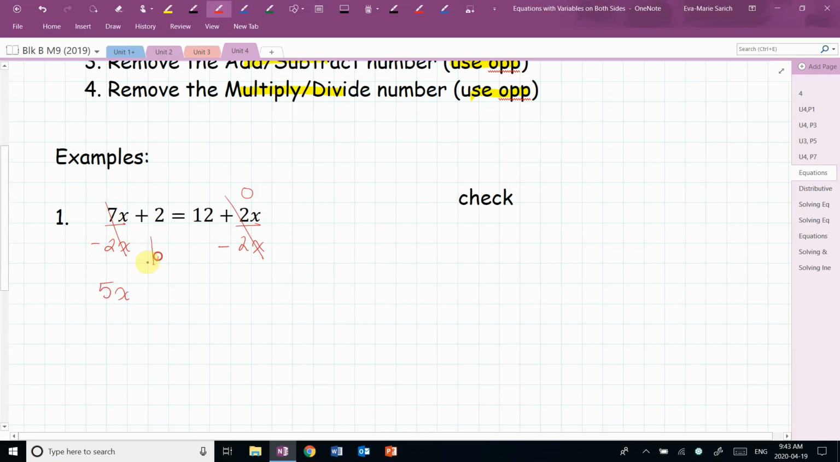Let's bring down what is left. So we have a plus 2 and we have an equals 12. Now we need to get rid of any add or subtract numbers. So because that's an add 2, we're going to subtract 2. Do the same thing to the other side. Add 2, subtract 2 becomes a 0. And we're left with 5x on the left. And 12 minus 2 gives us 10 on the right.